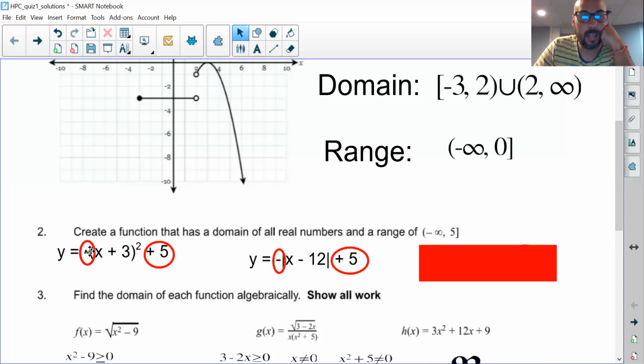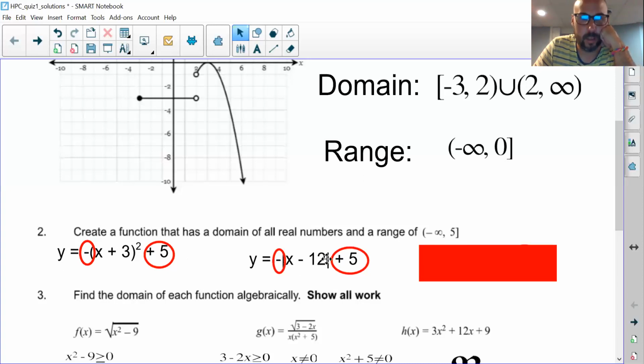So you would need a negative to flip it, to reflect it over the x-axis. And then once it's flipped, you then have to raise it up 5 units so that you include all those range values from -infinity to 5. It does not matter what the shift left or right is. All that matters is if you start with the parabola, you have to flip it upside down and you have to raise it 5. Those two things are necessary.